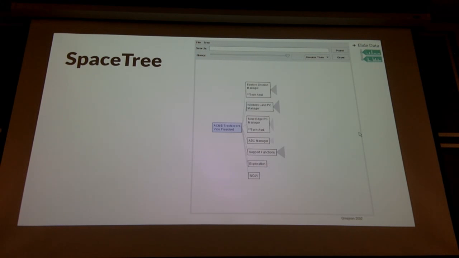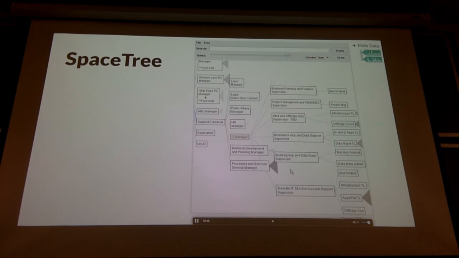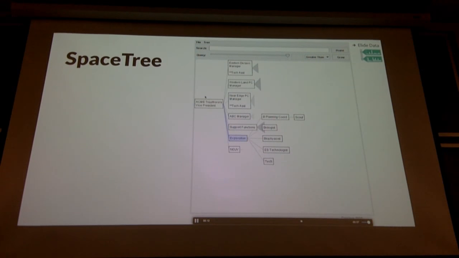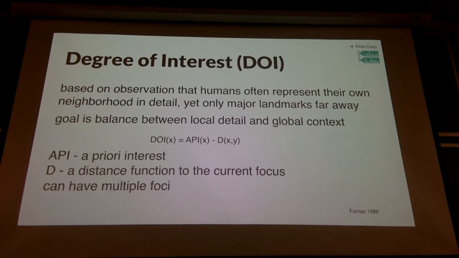So this is the space tree, and we get some context about this larger tree, and we get these indications that there is more by looking at these triangles to the right, but only when we click on something, we reveal the details about what is actually contained in the data.